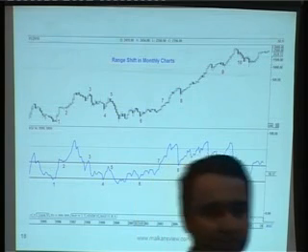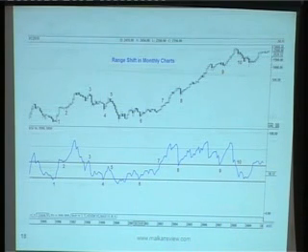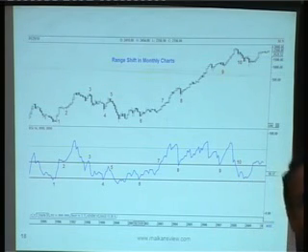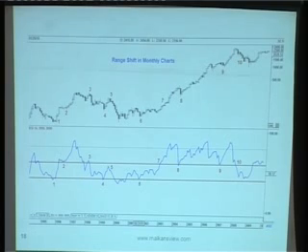Now we have a new concept, or maybe new to few of you. It's called reverse divergences. We know the normal divergences which we saw yesterday. So we look at reverse divergences. Now what do you mean by reverse divergence? So let's see first what is normal divergence. In a normal divergence, price makes a new high and RSI makes a lower high. That's normal divergence. Now in reverse divergences, price will not make a new high, whereas RSI will make a new high. You get that? I'll show you an example.